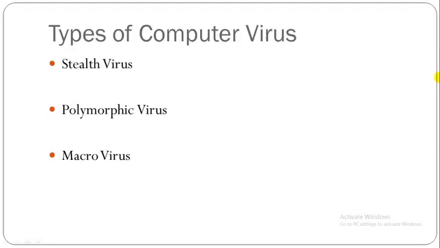It keeps on multiplying, it keeps on changing its source code, so the antivirus may not even be able to detect it. So these are a few examples of different types of viruses. In the next tutorial, I'll take you through the different viruses that have affected us till date.